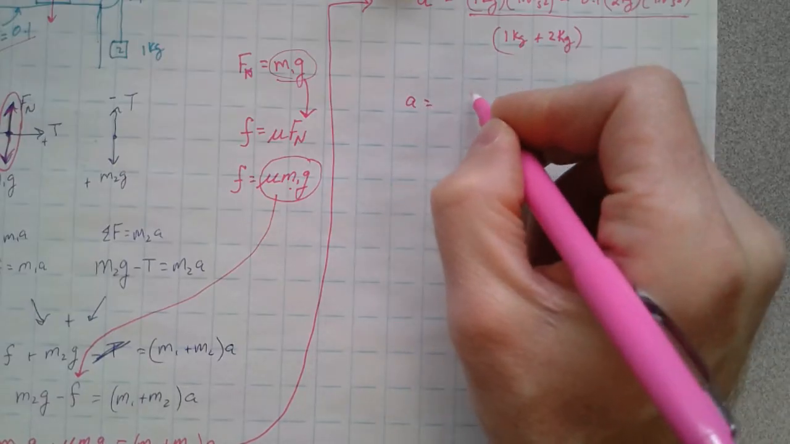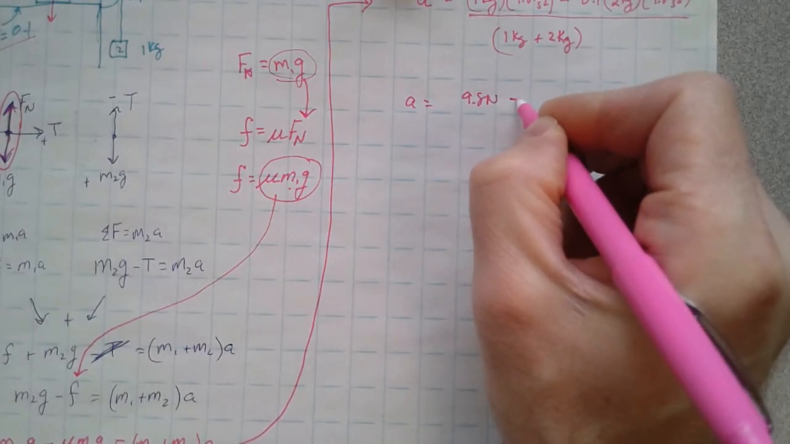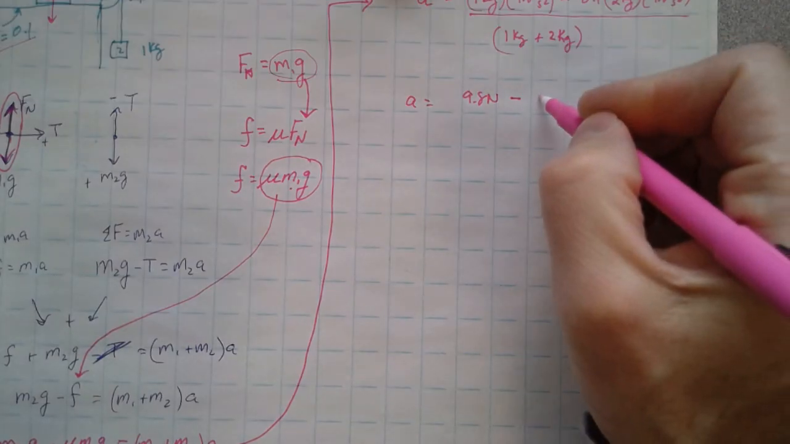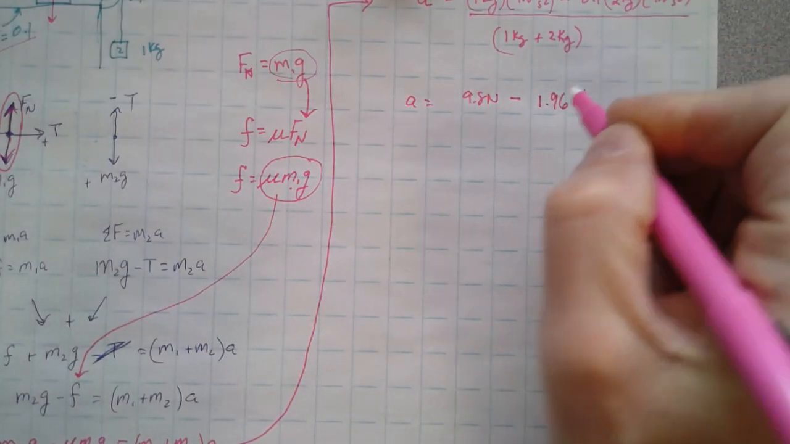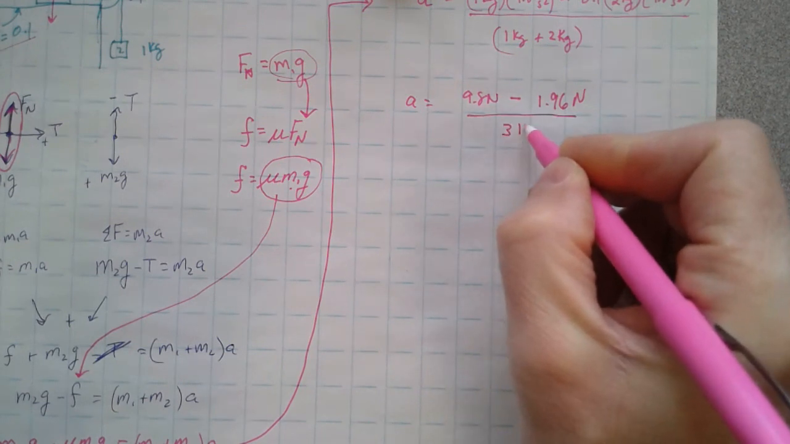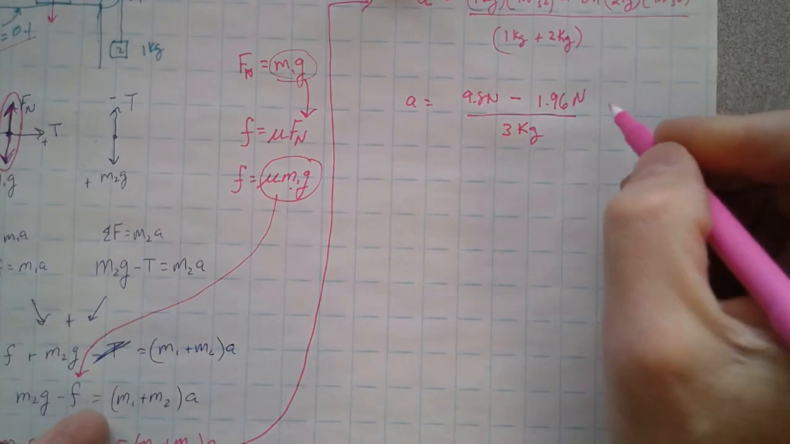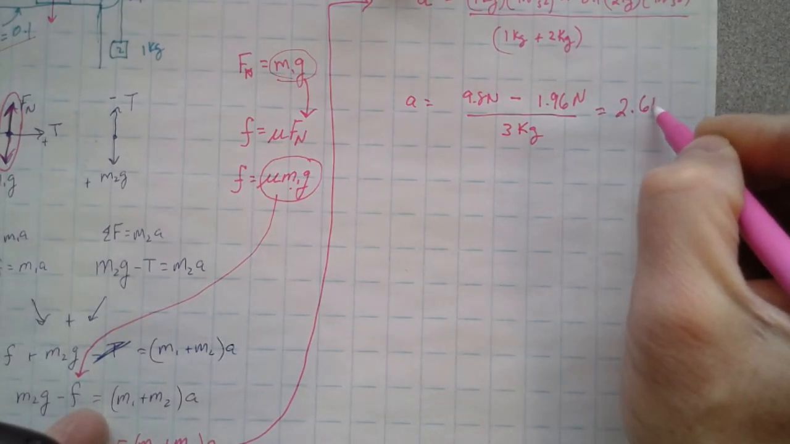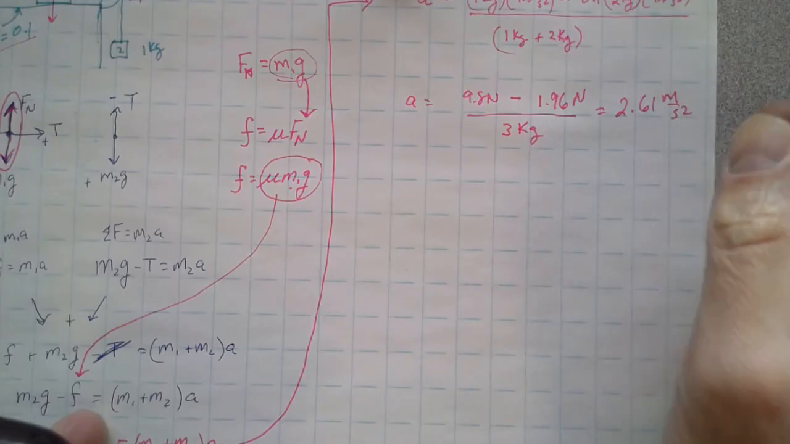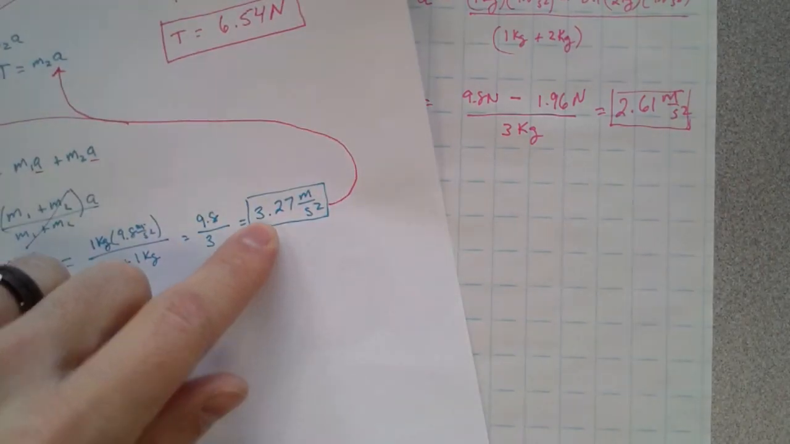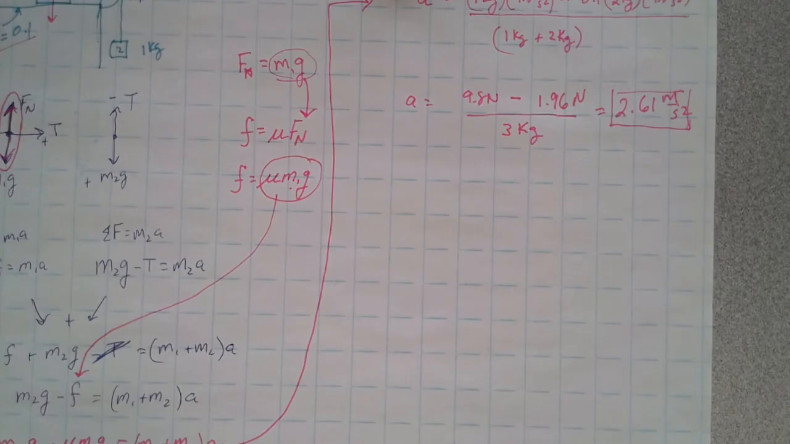All right, so acceleration is equal to 9.8 newtons minus 0.1 times 2 times 9.8 gives us 1.96 newtons all over 3 kilograms. Do that math, and you get an acceleration of 2.61 meters per second squared. And it should make sense that this scenario is going to accelerate at a lesser rate than this one since there is a resistance force.